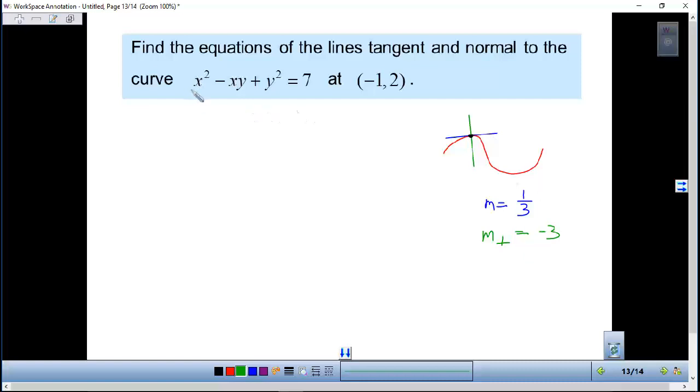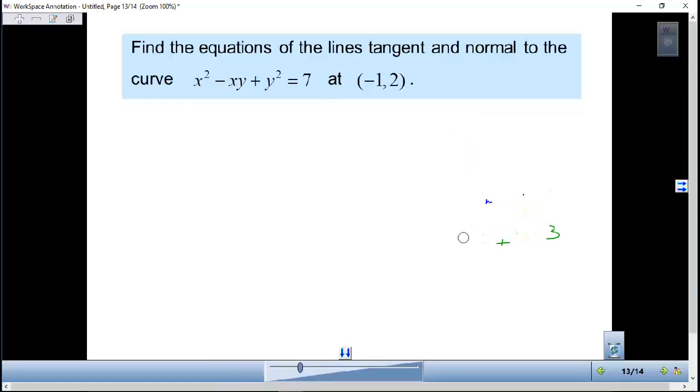So if we can find the slope of the tangent line, which by the way is the derivative of this thing at (-1, 2), we can find the slope of the perpendicular line by simply flipping it over and changing the sign. So let's go ahead and get ready with that. Let's implicitly differentiate this. Now we kind of know what we're looking at. We don't need this anymore.